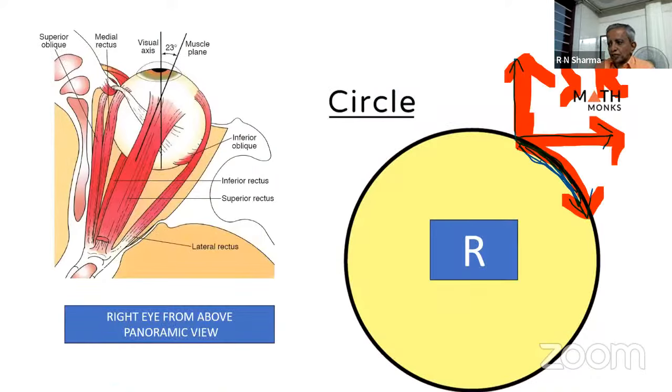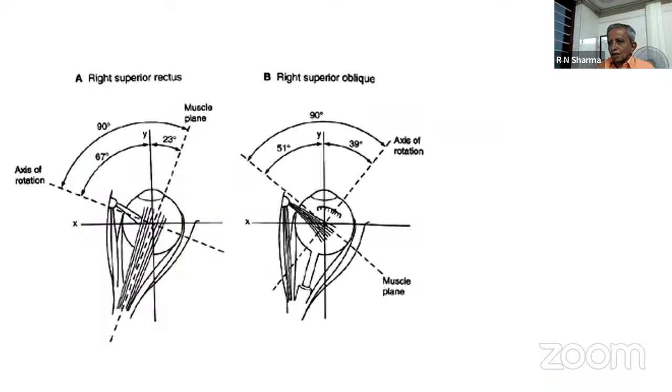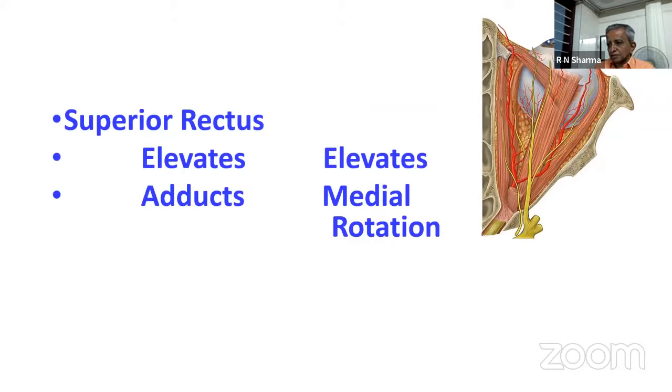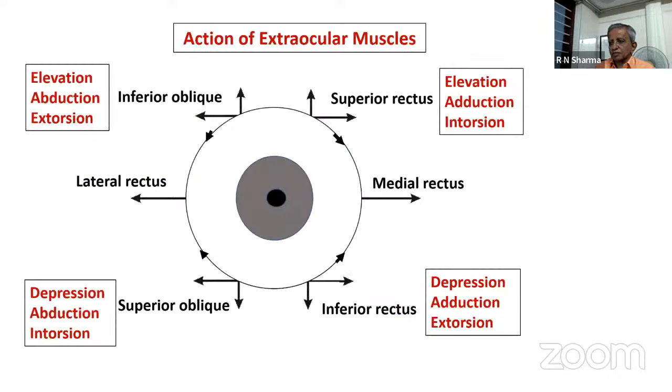So this superior rectus will be represented by elevation, adduction, and intorsion. So superior rectus: elevator, adductor, intortor. Same is depicted in this diagram. Superior rectus, three parameters are the elevation, adduction, intorsion.